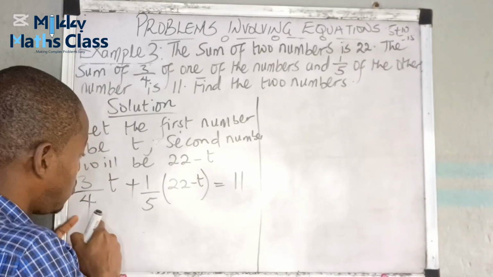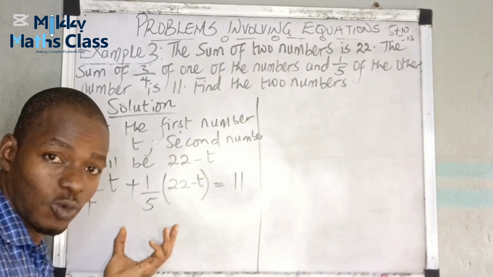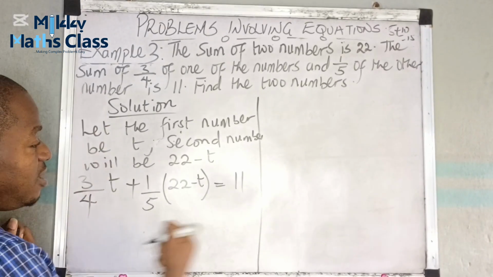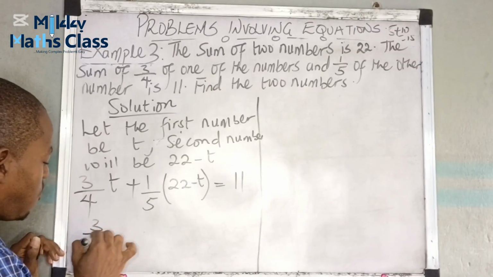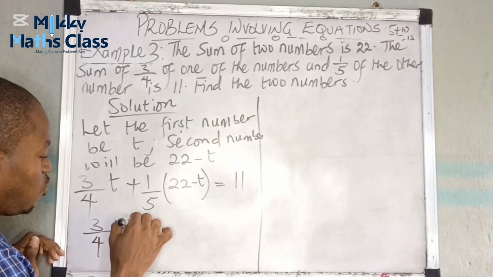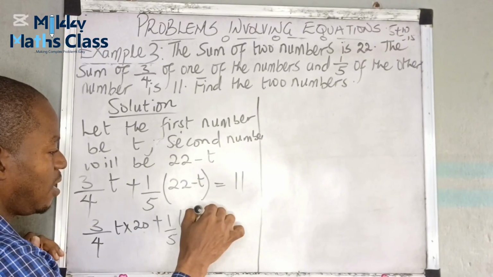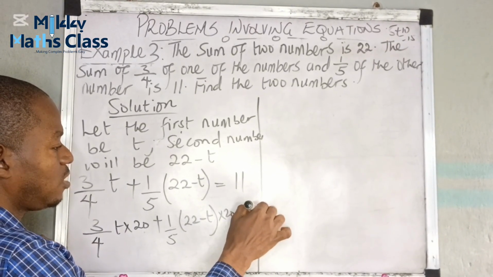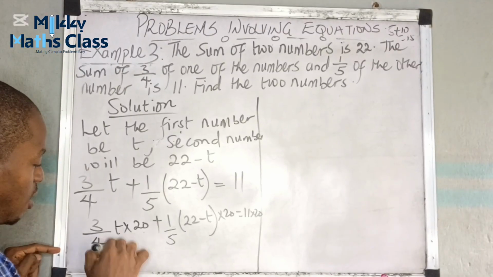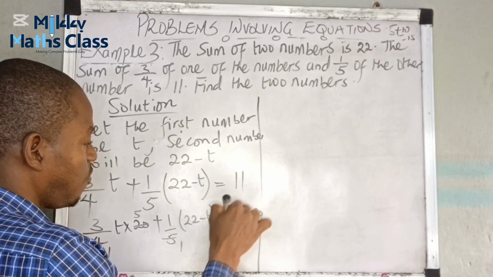The first thing we do, this is 4, this is 5, we take the LCM. The LCM of 4 and 5 is 20. So we multiply each of the terms by the LCM of 4 and 5. So it follows that 3/4 t times 20 plus 1/5 into bracket 22 minus t times 20 is equal to 11 times 20. So from here, 4 into 20 is 5, 5 into 20 is 4.